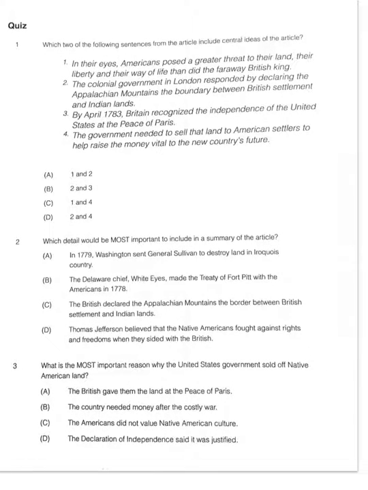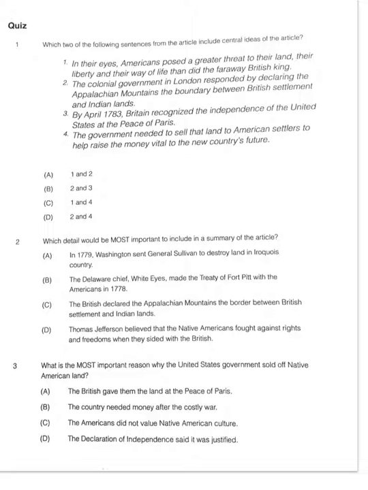Okay, so now we have the quiz. Number 1. Which two of the following sentences from the article include central ideas of the article? So central ideas are the main idea, or the main topic that the article talked about. We have number 1. In their eyes, Americans posed a greater threat to their land, their liberty, and their way of life than did the faraway British king.